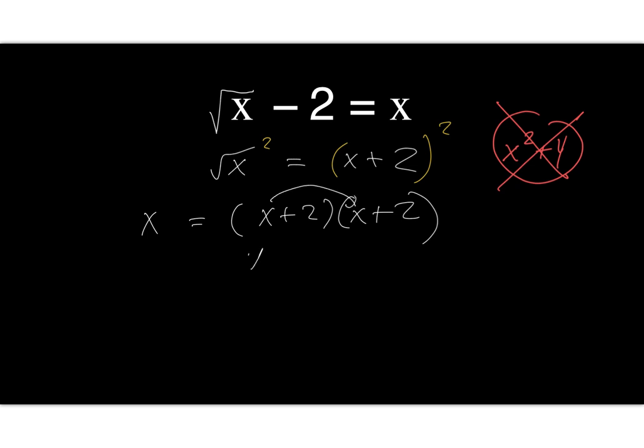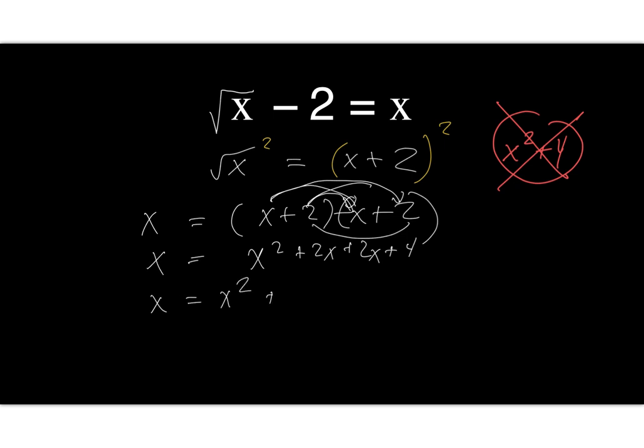X times x, x squared. We'll do x times 2, 2x, 2 times x, 2x, 2 times 2 plus 4. x equals x squared plus 4x plus 4. Subtract an x from both sides because it's a quadratic and we want it to be set equal to 0.